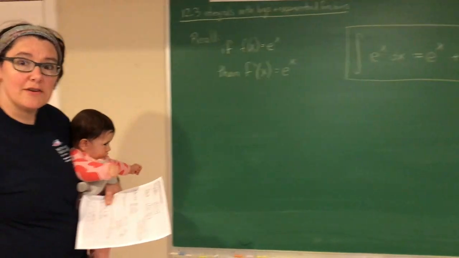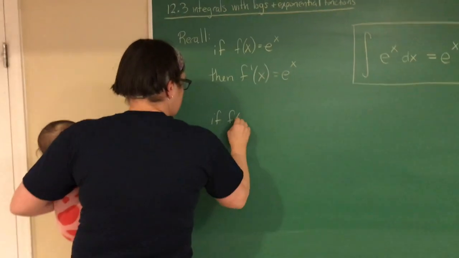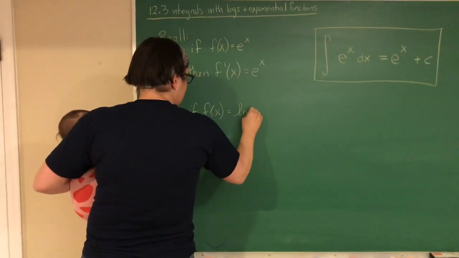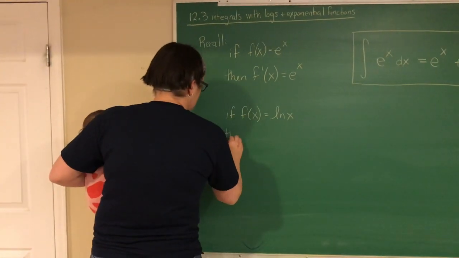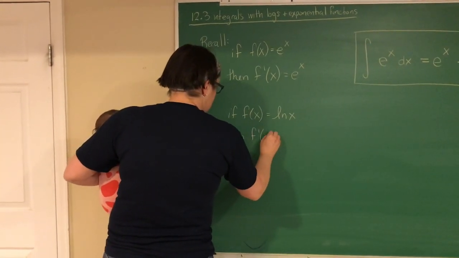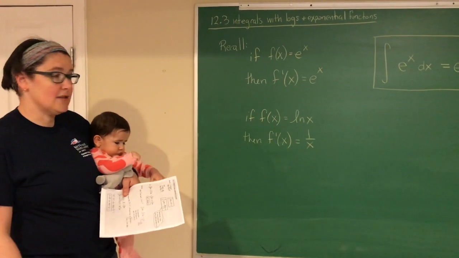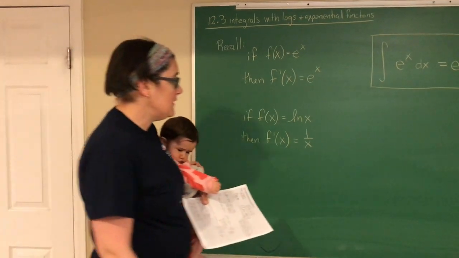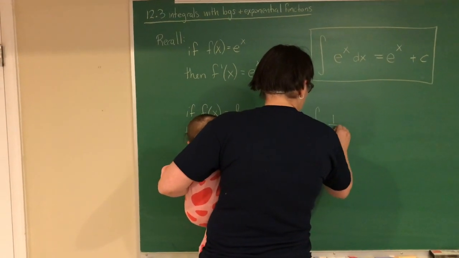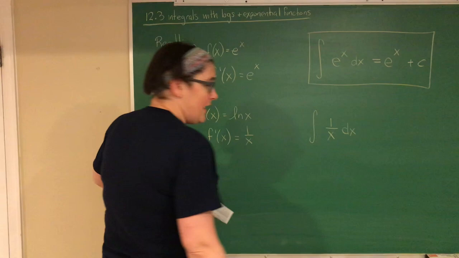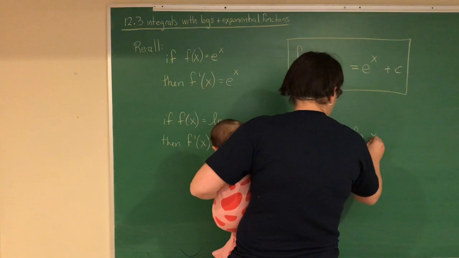Cool. So now you have another antiderivative rule. Now, the other derivative that we talked about is the derivative of the natural log function. So if f of x is equal to natural log of x, then our derivative is 1 over x. So the derivative of natural log of x is 1 over x. So this tells us that if you are told that the derivative is 1 over x, then the original function must have been natural log of x.